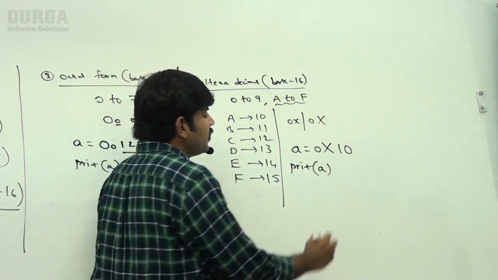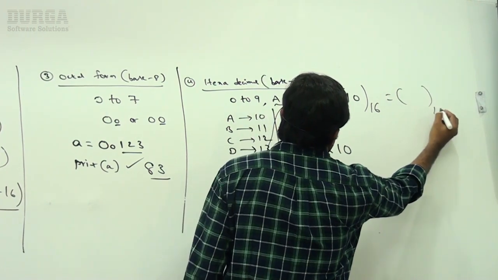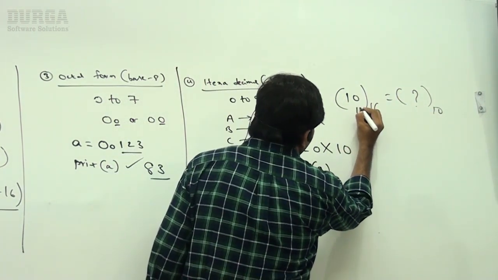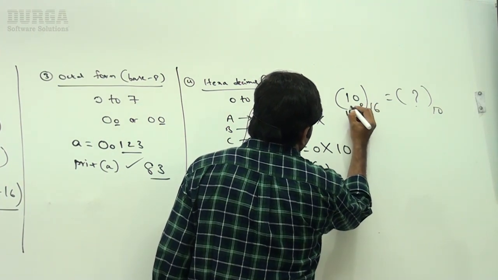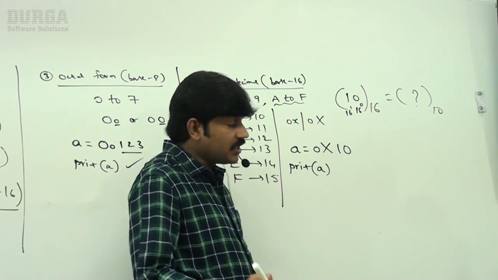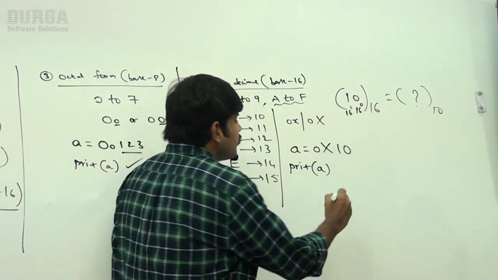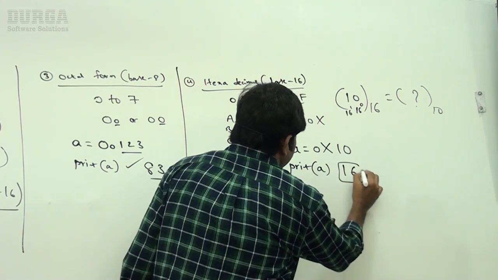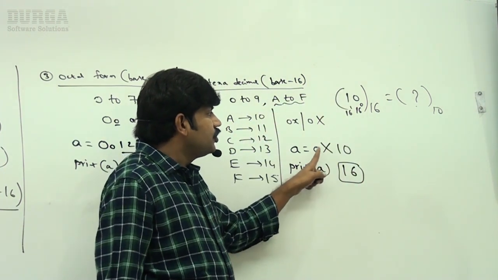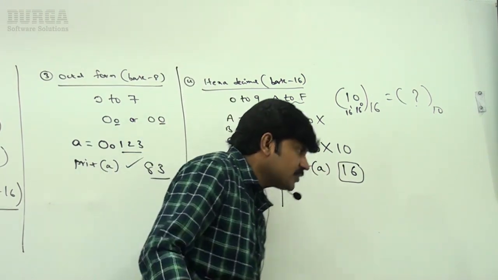The value is 10, a hexadecimal number. Can you please convert it into decimal? This is my requirement. So 0 into 16 power 0, plus 1 into 16 power 1, that is 16, plus 0 into 16 power 0 means 0. Its value will become 16. So 0x10 means 16 is the answer we have to get. Let me cross check, sir.